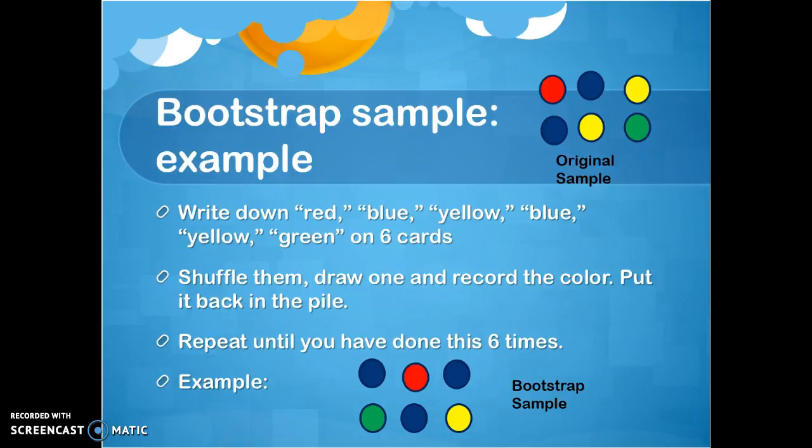So I'm going to continue this process of taking out a card, writing down what's on it, and putting it back until I've matched the original size of the sample, which in this case is 6. So I'm going to do this 6 times. Again, take a card out, write it down, put it back in, shuffle. I do that 6 times, and I am done. Those 6 colors that I have written down, that I drew from my original sample of 6, that is my bootstrap sample.